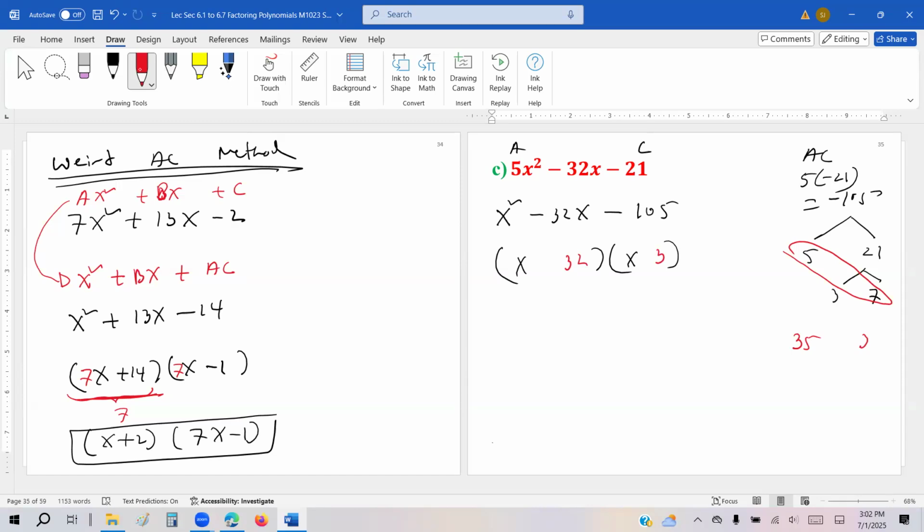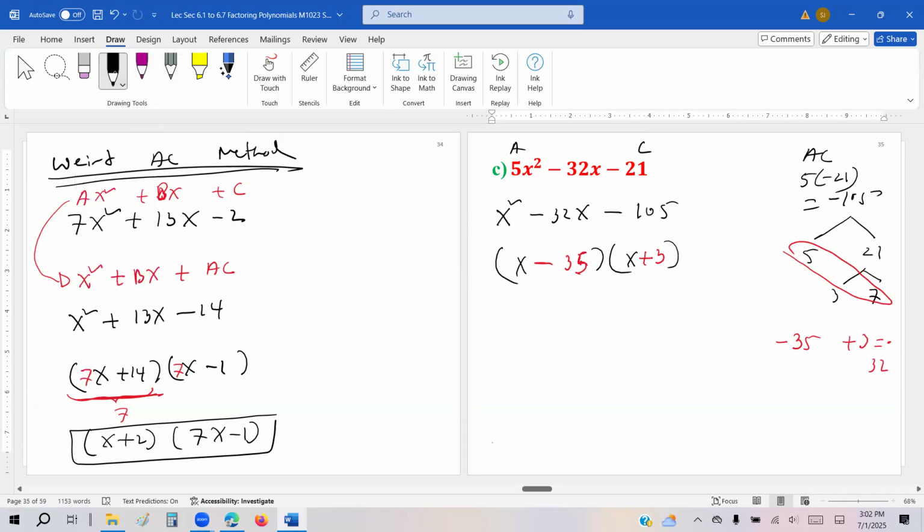So one of them is 35, one of them is 3. How about their signs? Which one is bigger, 35 or 3? What sign does 35 have to have? Remember, the bigger number always gets the middle sign. So, not 32, 35, my bad. It's 35 minus 3. So minus 35 plus 3. Minus 35 plus 3 is going to give us minus 32. And if you multiply 35 and 3, you get 105.